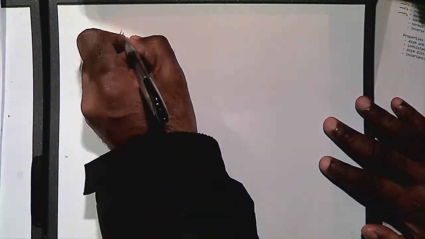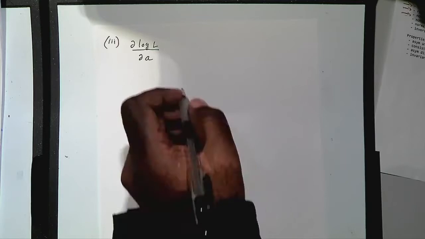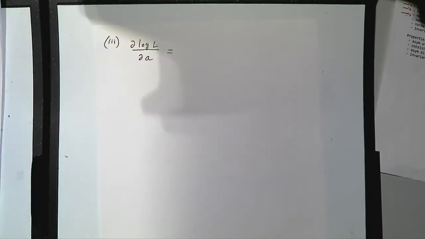Now, step 3 is to find the partial derivatives with respect to A and with respect to B. So let's first do the partial derivative with respect to A. Right, this is where your calculus comes in, right? I'm sure all of you know better than I do, right?